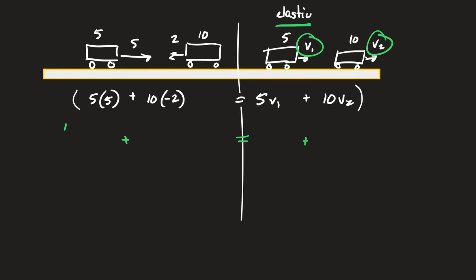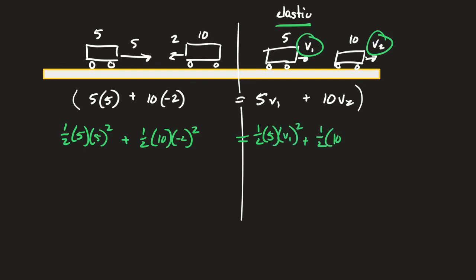You get to say 1/2 times 5 times 5 squared plus 1/2 times 10 times -2 squared equals 1/2 times 5 times V1 squared plus 1/2 times 10 times V2 squared. If it's an elastic collision, then you could be expected to figure out V1 and V2 because it generates two pieces of information.